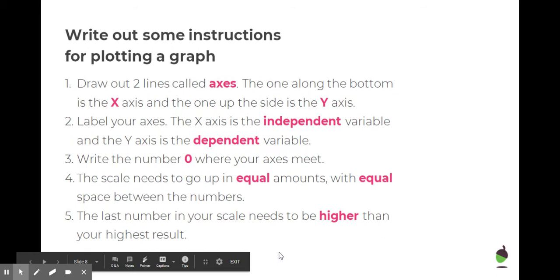Okay, and here's your answer. You draw out two lines called axes. Along the bottom is the x-axis, and you have y to the sky, so the one up the side is the y-axis. Label your axes. The x-axis is normally the independent variable, and the y-axis is the dependent variable. You don't have to write the number 0 where your axes meet, but generally it's good practice. Scale needs to go up in equal amounts with equal spaces between the numbers, and the last number in your scale needs to be higher than your last result. So pause and correct anything you need to correct.